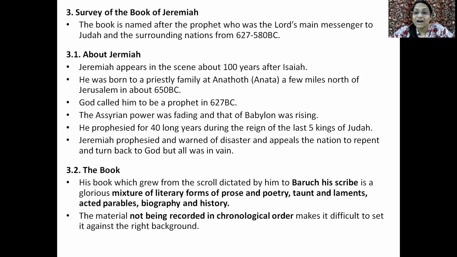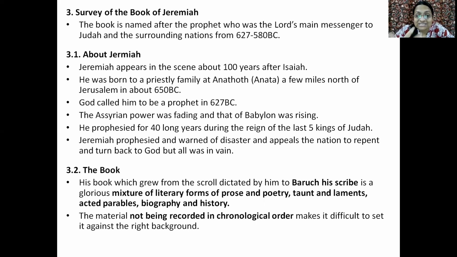Jeremiah appears on the scene about 100 years after Isaiah. So Isaiah has already died, and after 100 years have passed, Jeremiah appears on the scene as a prophet. He was born into a priestly family at Anathoth or Anata, a few miles from Jerusalem, in 650 BC. God called him to be a prophet in 627 BC. The Assyrian power was fading at that time, and the Babylonian power was rising. So Assyrians were falling, and Babylon was rising. He prophesied for 40 years during the reigns of the last five kings of Judah.